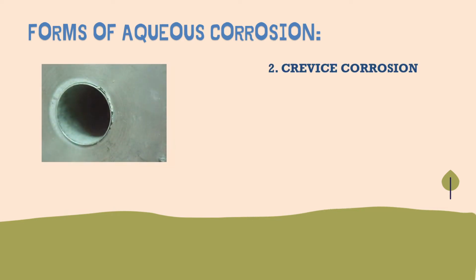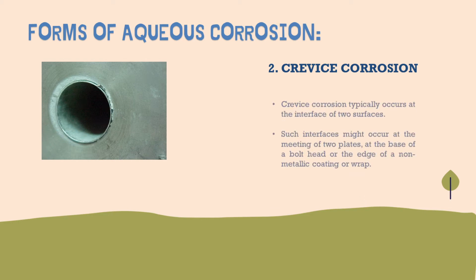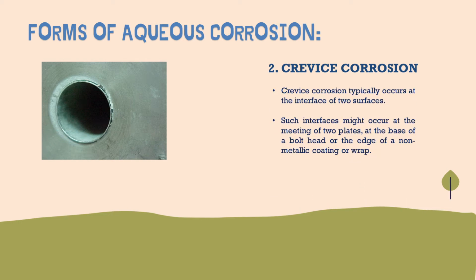The next form of aqueous corrosion is crevice corrosion. Crevice corrosion typically occurs at the interface of two surfaces. Such interfaces might occur at the meeting of two plates, at the base of a bolt head or the edge of a non-metallic coating or wrap.